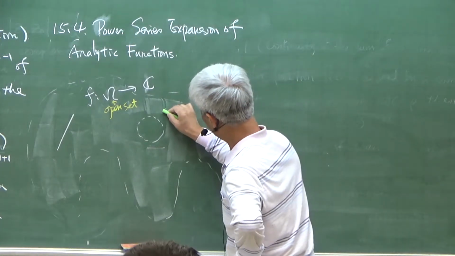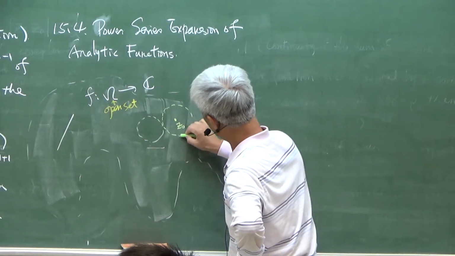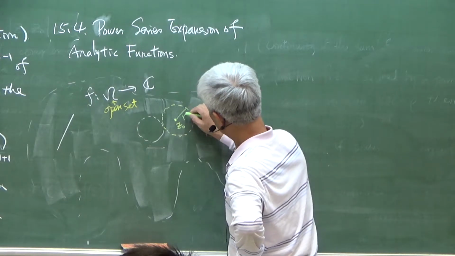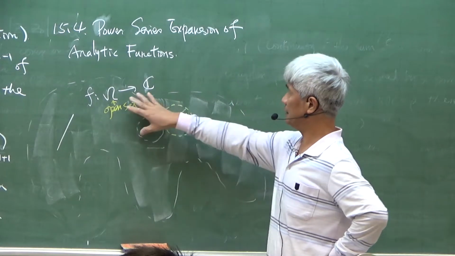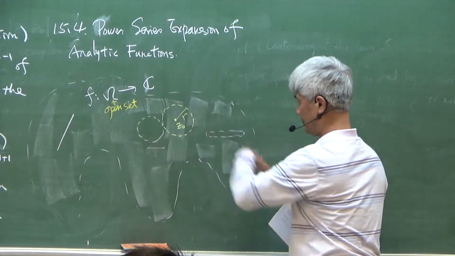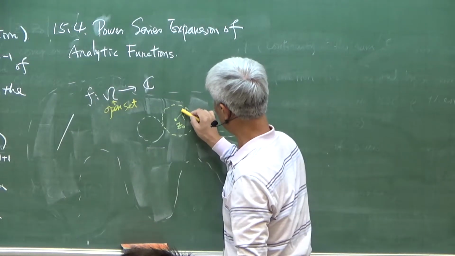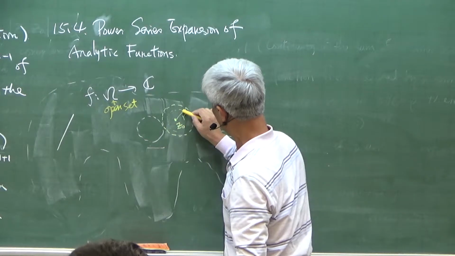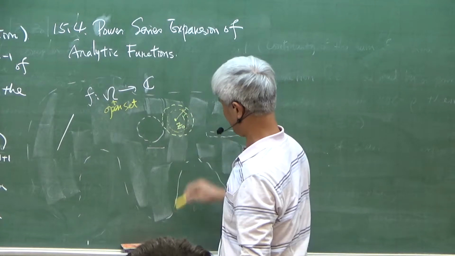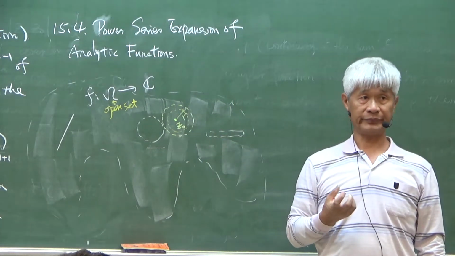Locally, because the set is open, we can always find an open disk contained in the open set, right? And in this open disk, maybe we are able to define the function by a power series. And we try to find its ROC as big as possible, okay, as big as possible.